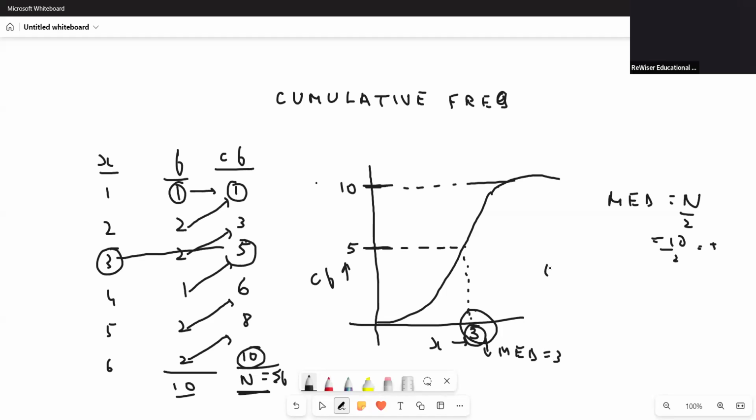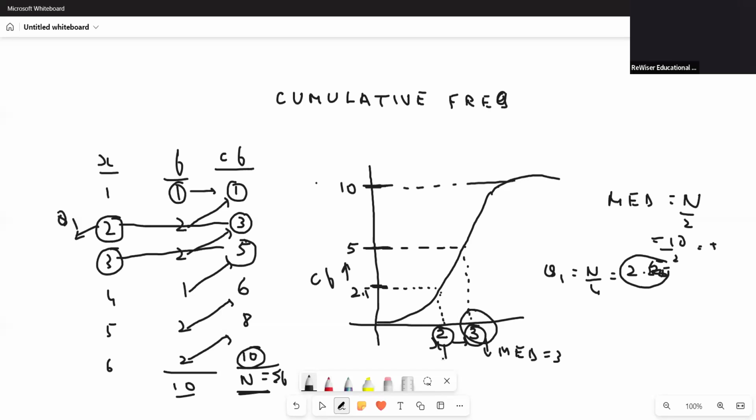Now, if I ask you to calculate the first quartile, the formula is n by 4. It's 10 by 4, so that's 2.5. If I look at the cumulative frequency, 2.5 should lie here because it's greater than 1. So the respective x value is my first quartile. From 2.5, if I draw a line on this, I'll get it at 2. That's my first quartile.